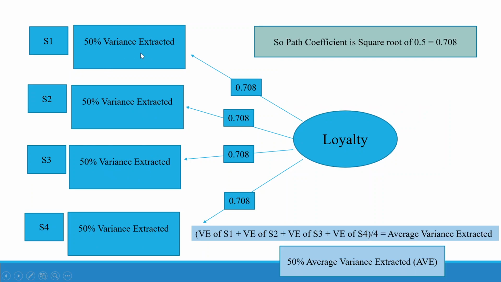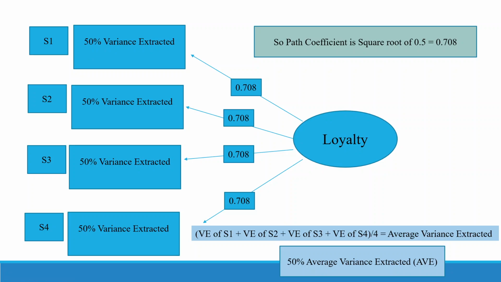The minimum variance extracted by any of the statements should be 50%. Minimum should be 50%. Now, if I take the square root of 50%, that is the square root of 0.5, I get 0.708, that is the loading. So the loading of each statement on the construct, the threshold limit is, it should be minimum 0.708. So if I take the square of it, the minimum variance extracted will be 50%.